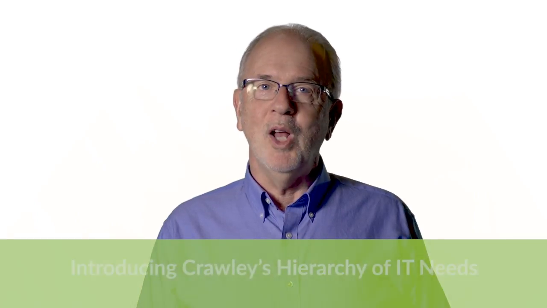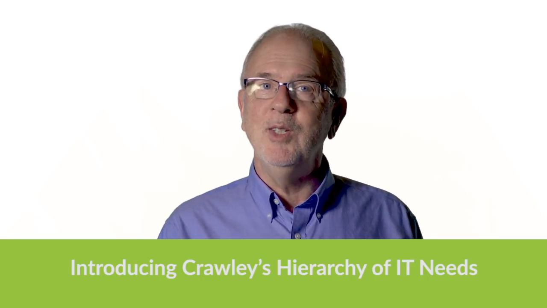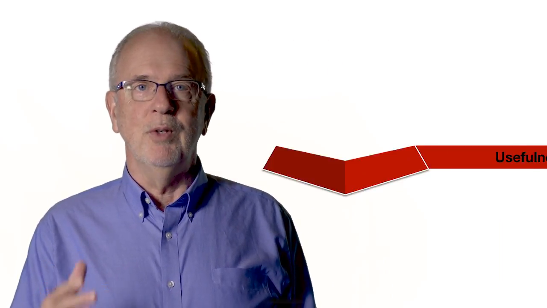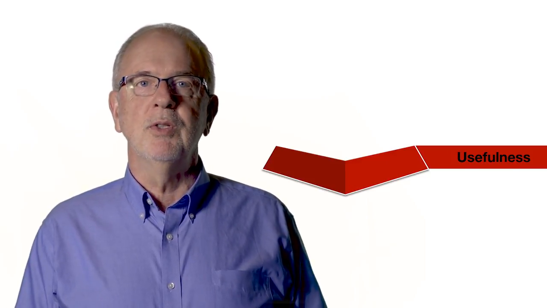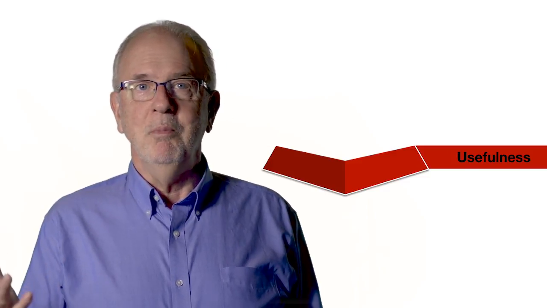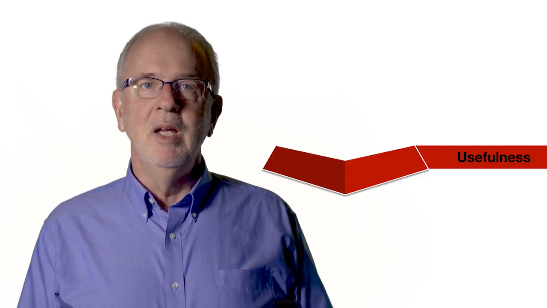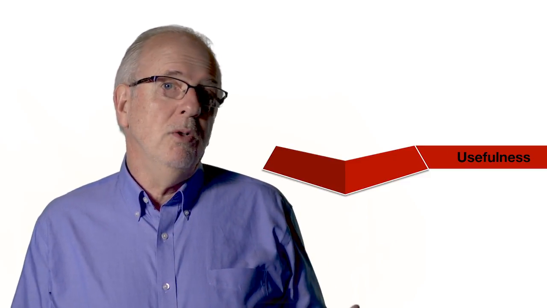I created Crawley's hierarchy of IT needs to help prioritize IT services within an organization. It's a theory, and I welcome your comments. The bottom, or most fundamental layer, is the usefulness layer. Before we begin a project, write code, or implement a service, we have to ask if what we are about to do is useful. Will it solve a human problem? If it will not solve a human problem, then you should ask yourself, why are you doing it?